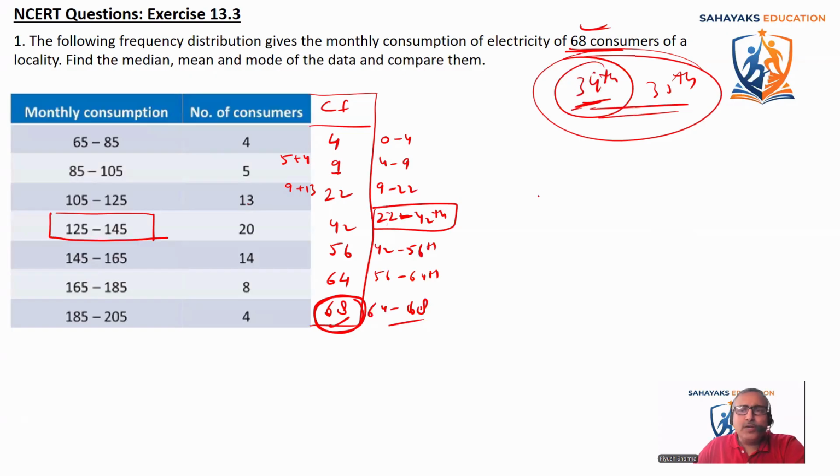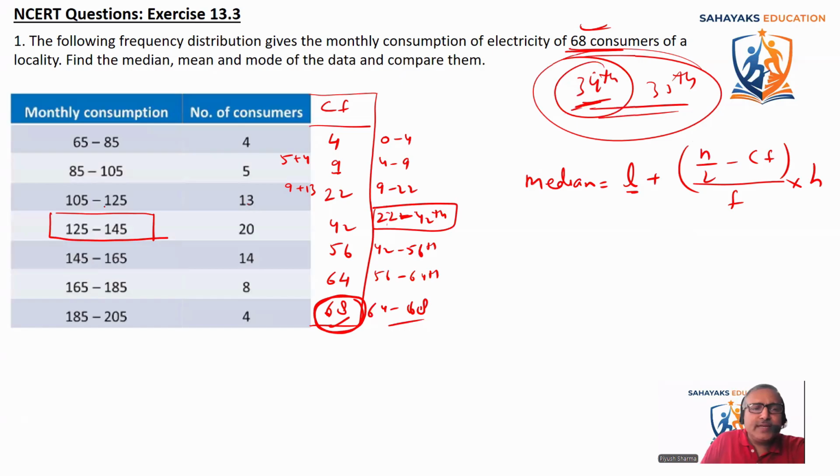Then you only have to put the values in the formula. And what is the formula for median? The formula for median is given as: median is equal to L plus (n by 2 minus CF) divided by F, multiplied by H. Now, you should know what L is. L is the lower limit of the median class.